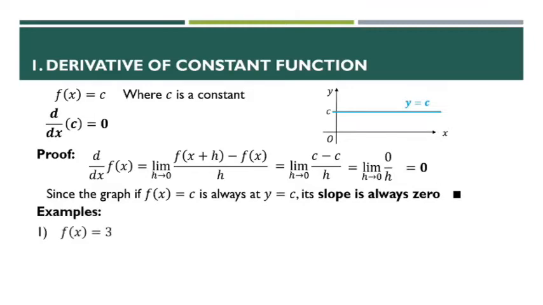So, examples. Number 1, given that f of x is equal to 3, the derivative, or f prime of x, is equal to 0. Number 2, y is equal to 2. The function y is equal to 2 is also constant, so y prime, or the derivative of the function y, is equal to 0. Number 3, given that z is equal to negative 1 over 4, the derivative of the function z in terms of x is also equal to 0.